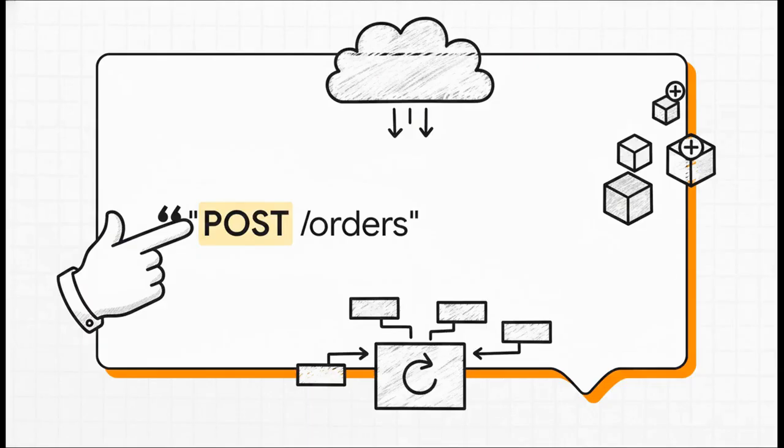So what does one of these requests actually look like, under the hood? Well, it's often just a simple little command like this. POST is basically the verb. It means create something new. And /orders is the noun. It tells the server what to create. So when you put them together, POST /orders is just the system's clean, efficient way of saying, hey server, I need you to create a new order.